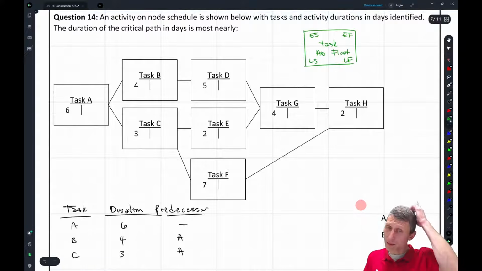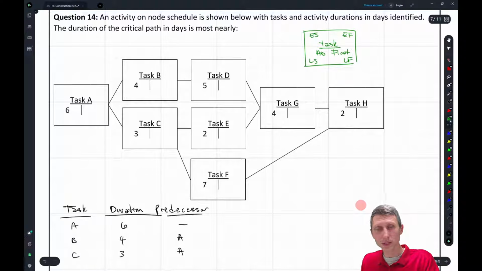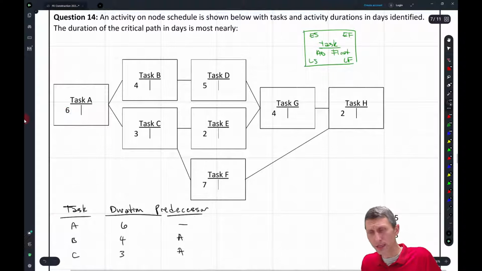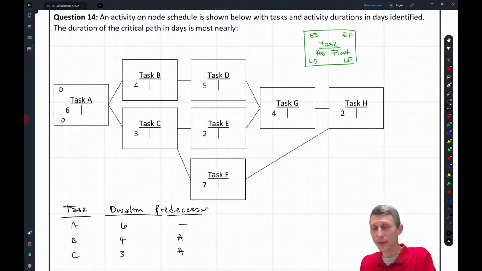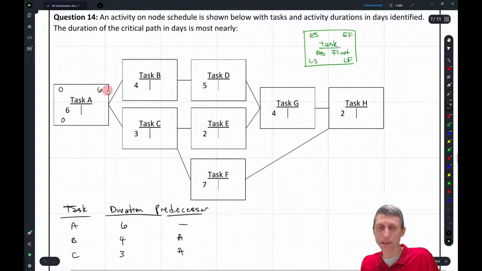Hopefully that makes a little bit of sense, but basically all that we're doing here is we're saying, okay, we have this task A, its duration is 6, but the project's going to start on day 0. Okay, it's going to start on day 0, and then the early finish is going to be 6. So the earliest that this task can finish is on day 6. Well, what's the earliest task B and task C can start now? The earliest these tasks can start is day 6. What's the earliest task B can finish? Well, 6 plus 4 is going to be 10.